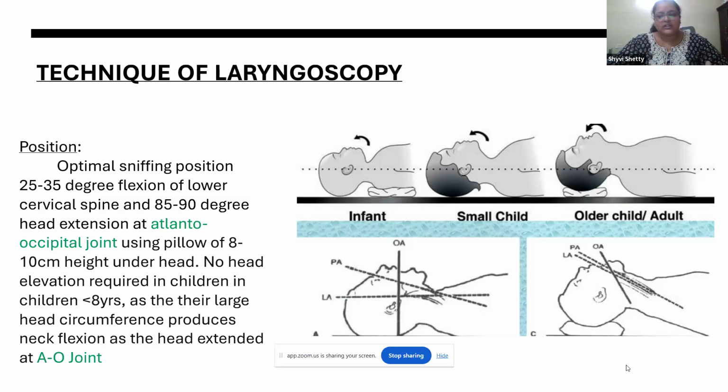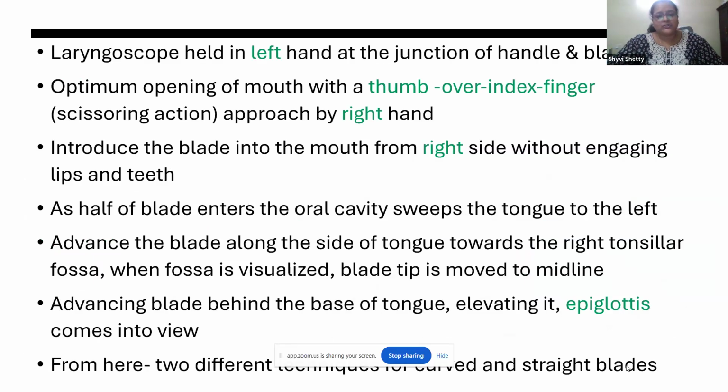Whereas an older child, more than 8 years, or an adult, we need a proper flexion at the lower cervical spine and 85 to 90-degree extension at the atlanto-occipital joint. So the laryngoscope, usually we hold it in the left hand at the junction of the handle and the blade. Optimum mouth opening is done by the scissoring action.